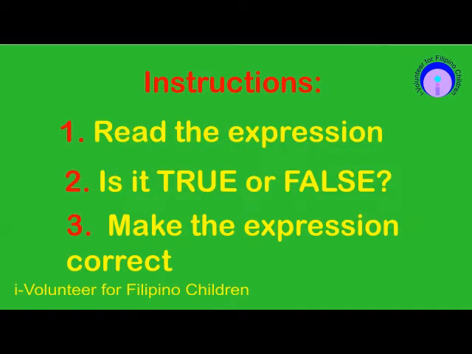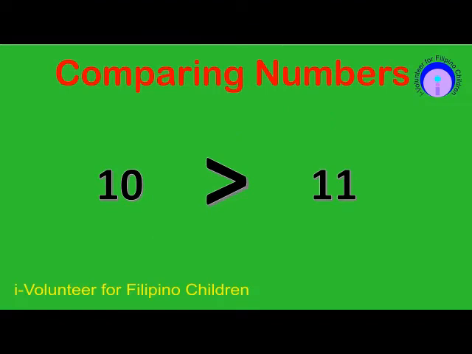Instruction number 1. Read the expression. Number 2. Is it true or false? Number 3. Make the expression correct. The number is 10 is greater than 11. The answer is false. The correct answer is 10 is less than 11.